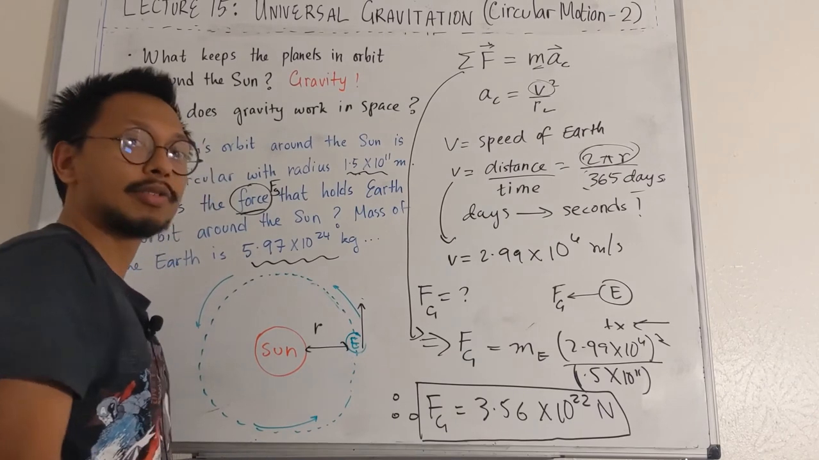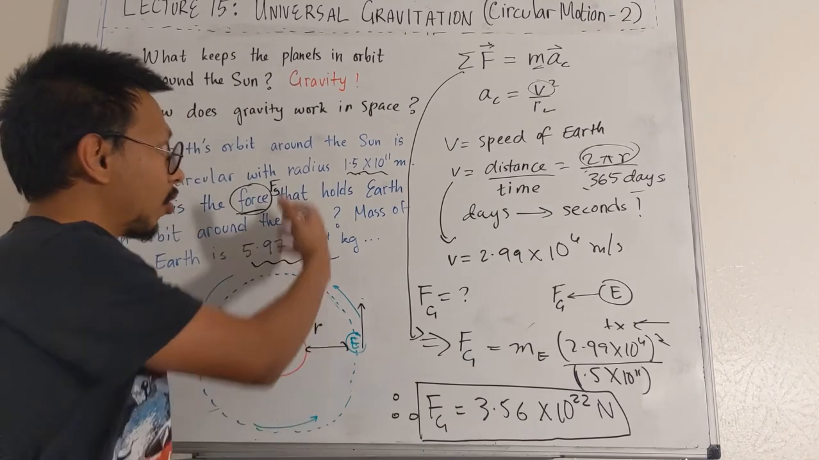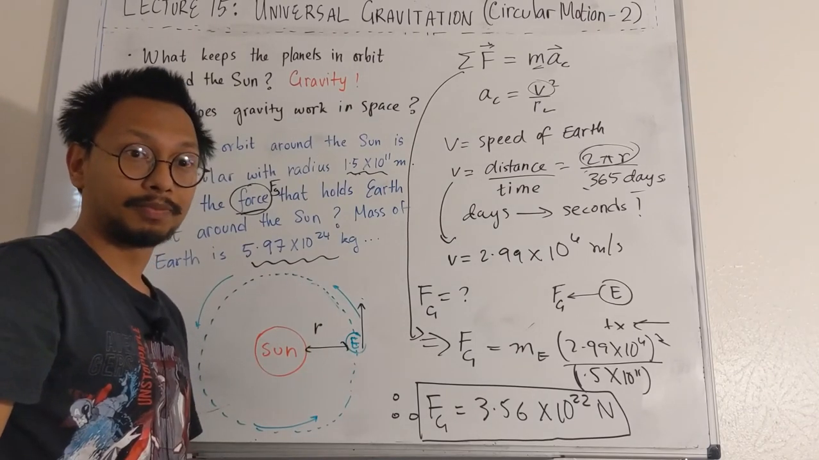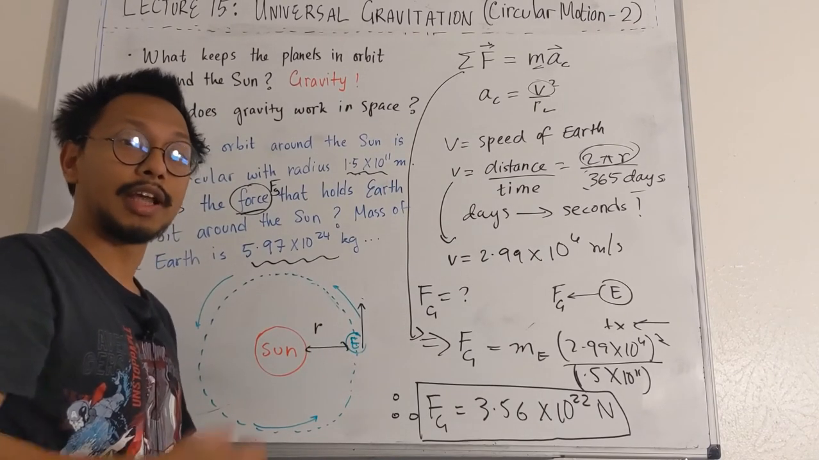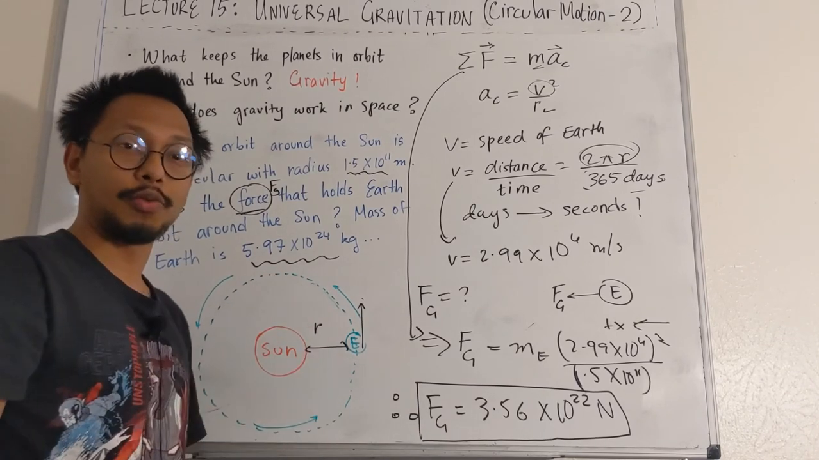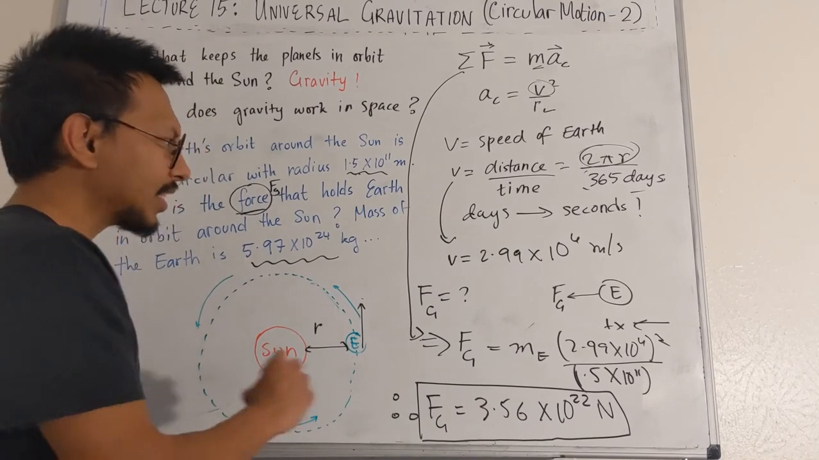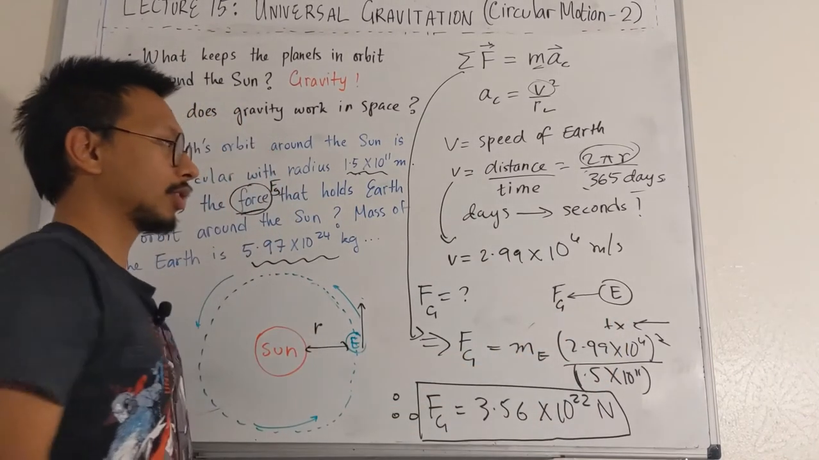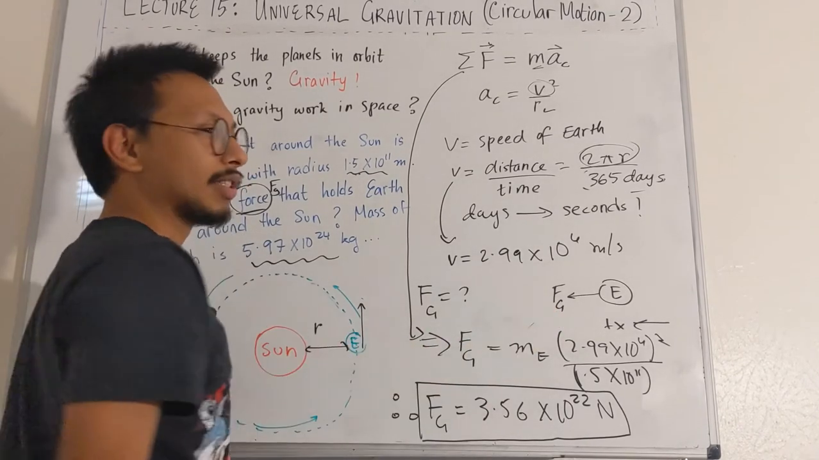Okay, so that is why this whole chapter is given the name universal gravitation, because it works anywhere in the universe, and anywhere in the universe, wherever you have two masses, they attract each other with the force of gravity.